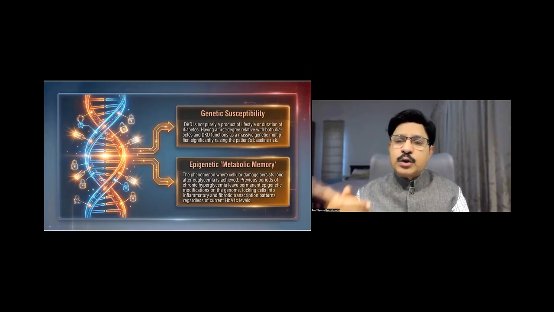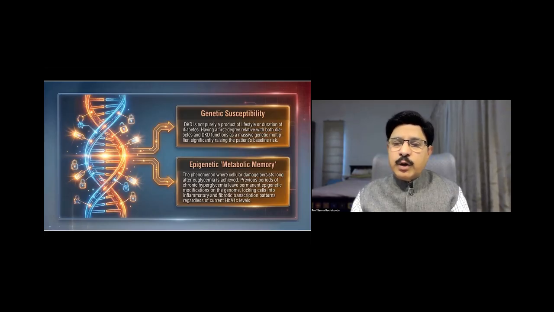Though presently he is euglycemic and well controlled, if initially a person is ill controlled in the first 5 to 10 years of diabetes, there is a metabolic memory and there are permanent epigenetic modifications on the genome, locking the cells into inflammatory and fibrotic transcription patterns, regardless of the current A1C levels. This was very well understood around 20 years back itself. We were teaching this. Now it is all the more valuable and useful.